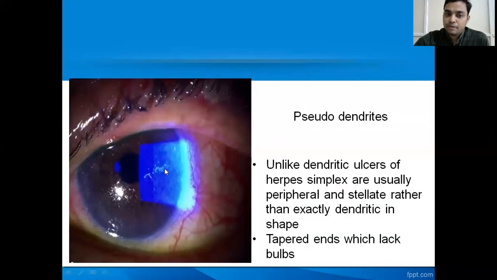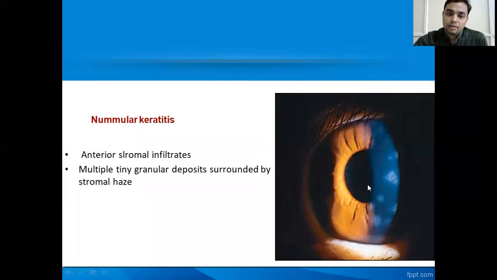In the initial part, when only the epithelium and superficial stroma are involved, we see pseudodendrites in herpes zoster ophthalmicus. And then the stroma is involved. Initially, we see nummular keratitis. This is a picture of nummular keratitis. This is nothing but the anterior stromal infiltration. They appear as multiple tiny granular deposits surrounded by a stromal haze. This is the picture of nummular keratitis. Multiple anterior stromal infiltrations are seen. They appear as multiple tiny granular deposits surrounded by a corneal stromal haze.